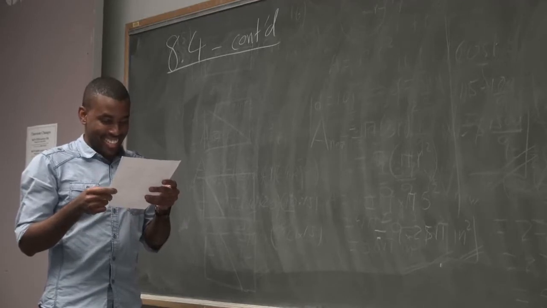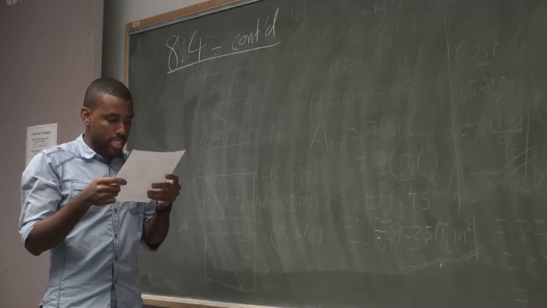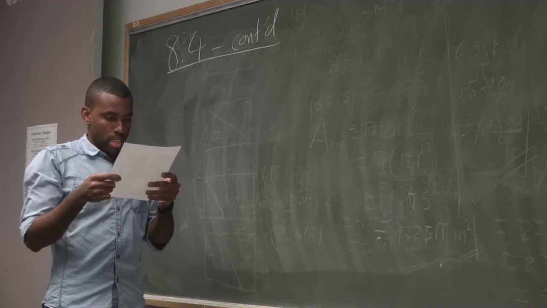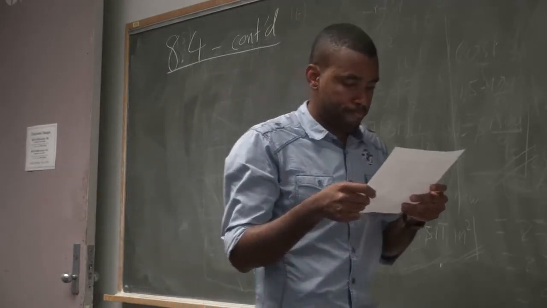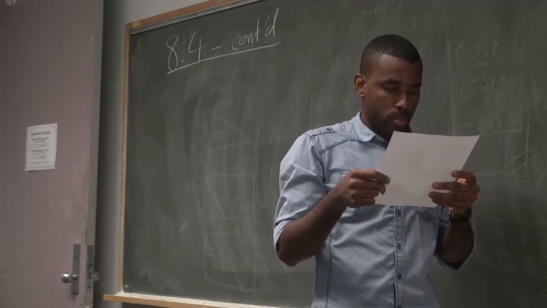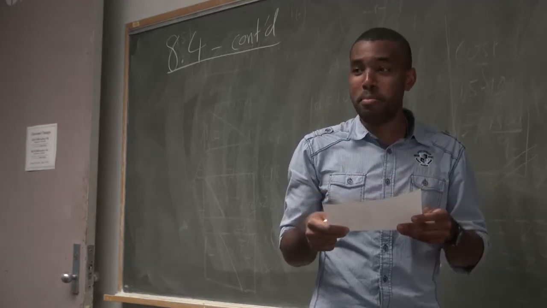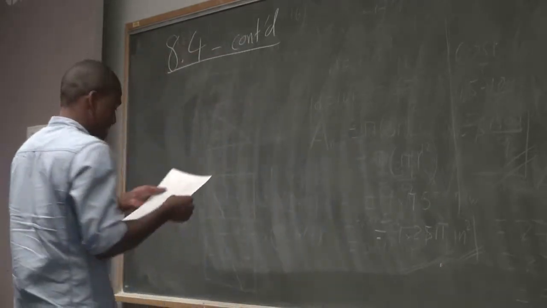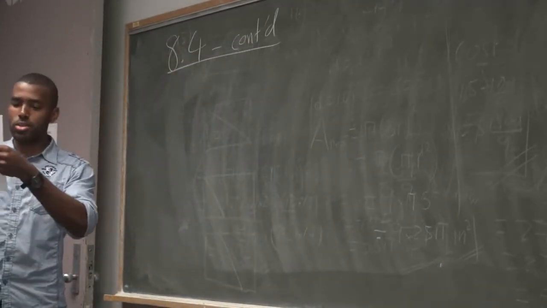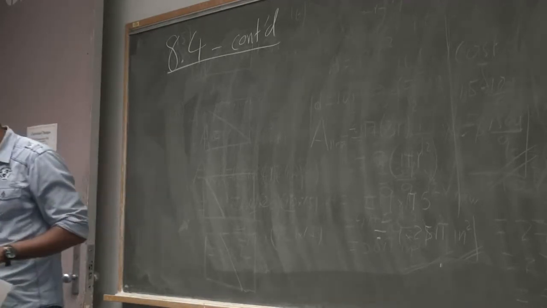Okay. We're going to continue with 8.4. We did absolute convergence. Now we're going to talk about the ratio test and the root test. This is the most fun in the class. Making fun of people. Okay. So we're going to do the ratio test and the root test. The ratio test is super important.